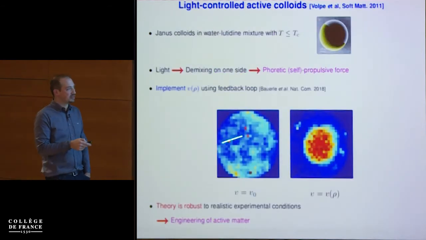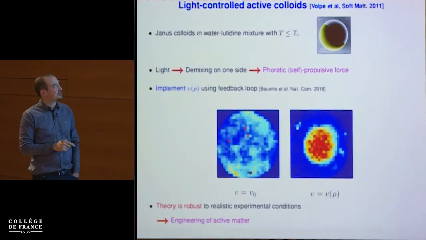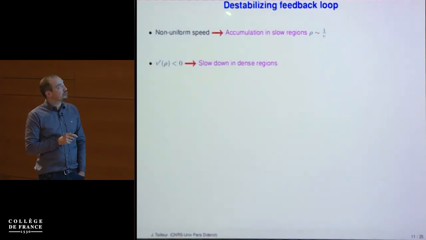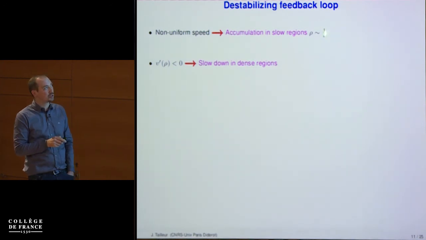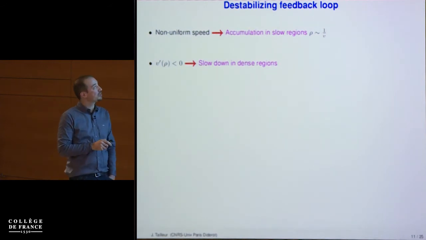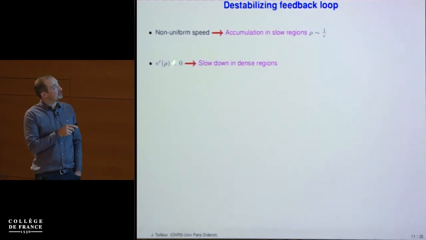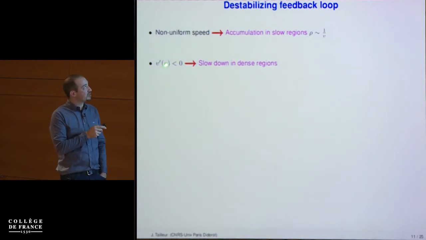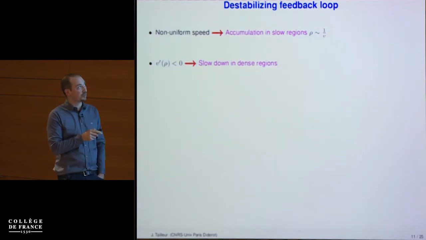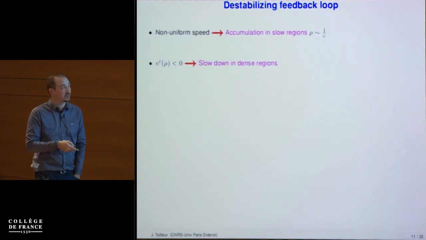Okay, so how can we understand the physics of this phase separation? What I told you at the beginning of the talk is that if you have a non-uniform speed, then you typically accumulate in slow regions, so that the density typically wants to relax to 1 over the velocity. Now, I have a velocity that decreases with the local density. So I will slow down in dense regions, and I accumulate in slow regions. The slow regions are the dense regions, so I accumulate in the dense regions. That's a feedback loop that will drive an instability.